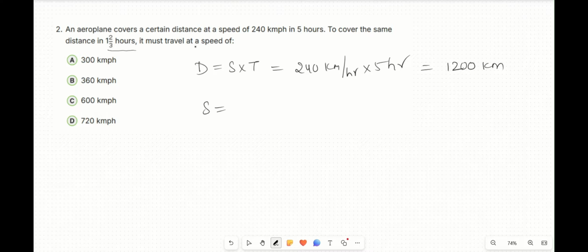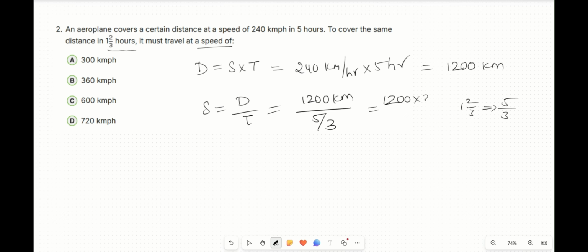So the speed it should travel equals distance by time. The distance is 1200 kilometers and the time is 1 2/3, which can be written as 5 by 3. So 1200 into 3 by 5. We can write like this. So here 5 twos are 10, 240 into 3. 720 kilometer per hour is the answer, which is option D.